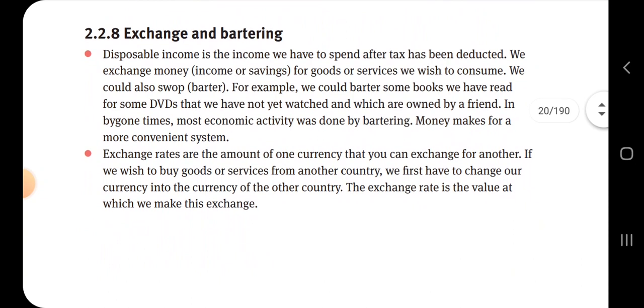So let's talk about exchanging and bartering. Disposable income is the income we have to spend after tax has been deducted. Disposable income is money that you get to spend. If your mother gives you 50 rand, that 50 rand is your disposable income. You can spend it on whatever you want. So the exchange rate is how much you pay to get a dollar. How much does a dollar cost? Let's say for you to have $1, you need 12 rand. So the money you're using to buy the dollar is the exchange rate.